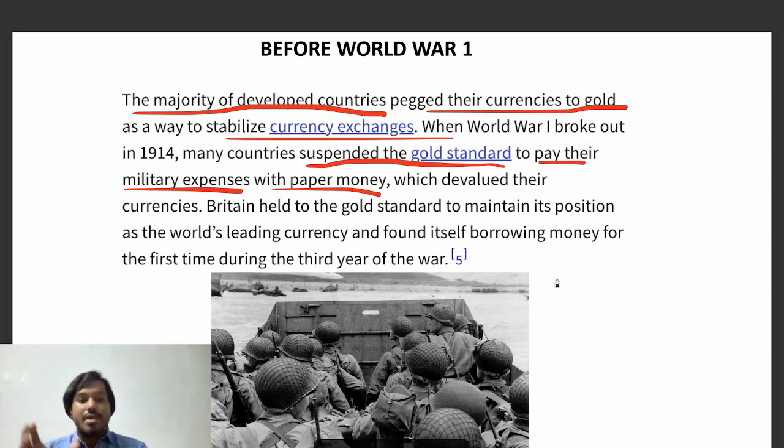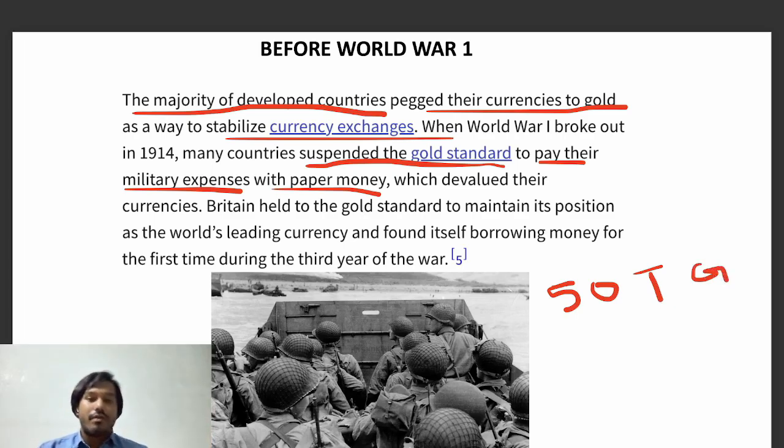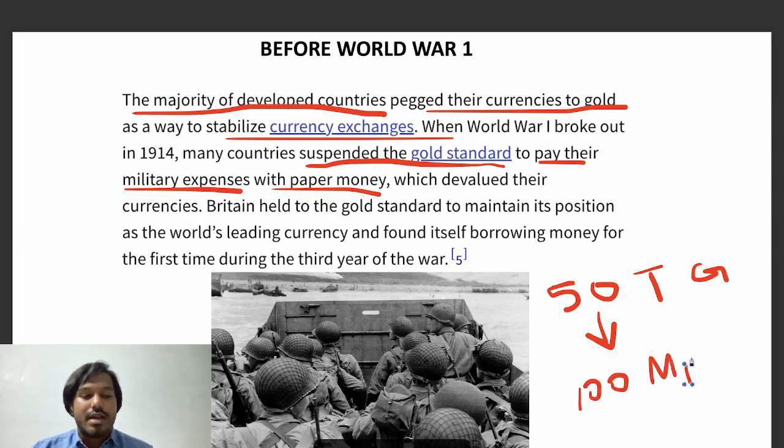First, let's imagine hypothetically a country has around 50 tons of gold. With this 50 tons of gold, there's a limitation that they can only print a certain amount of currency. Let's say with the 50 tons of gold, they can only print around 100 million of currency, according to the gold standard. That's how much they can print. If they want to print more money, to pay for their military expenses, to go to war, to buy resources, they need more gold in their reserve.